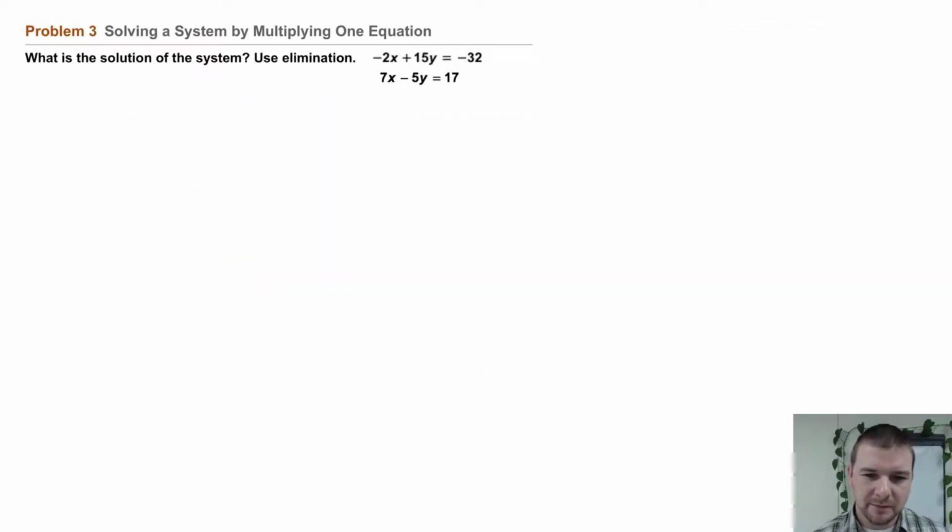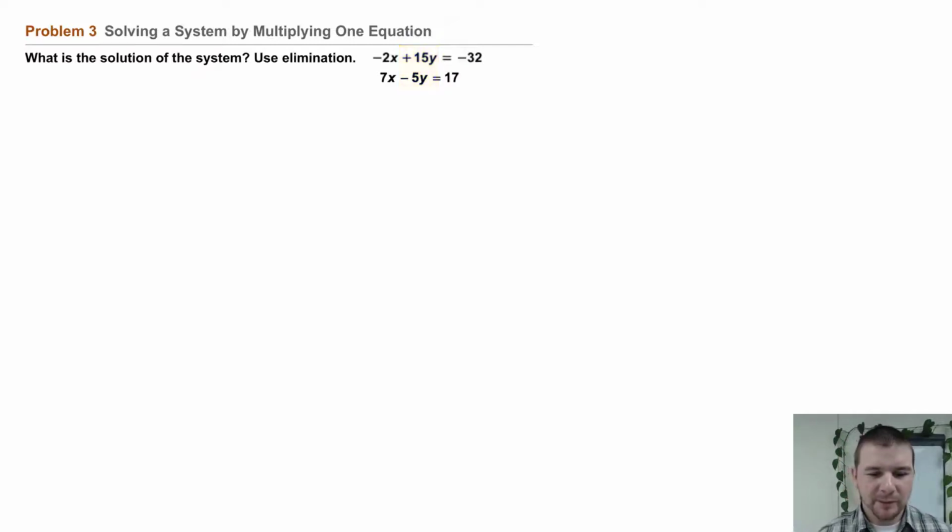Use elimination. Our first equation, negative 2x plus 15y equals negative 32. Our second equation, 7x minus 5y equals 17. Notice our x's don't have the same coefficient or opposite coefficients, so neither adding nor subtracting the second equation from the first will eliminate the x's. Same thing for the y's. If we add or subtract the second equation from the first, we're not going to eliminate the y's.